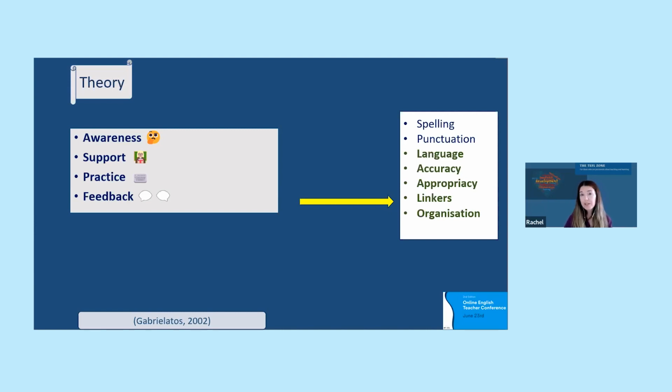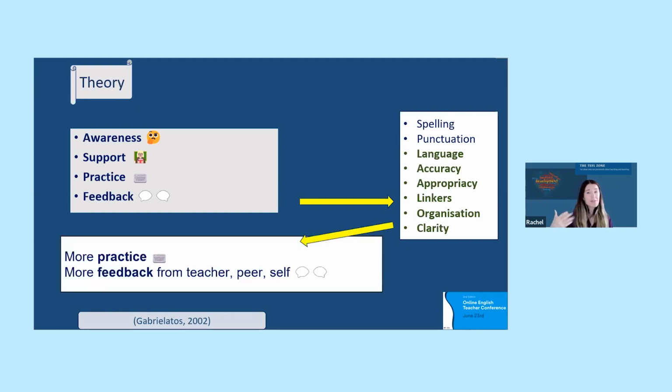How is the text organized? Is it properly organized? There's something missing. And finally, is the message clear, what the writer is trying to convey? Is it clear or not? So we can give some feedback, make some comments on these, and then give students another chance to practice and perhaps get more feedback, but not just from the teacher, also from their peers or even themselves. How can they get feedback from themselves? You may ask yourself. You will see in the next slides.